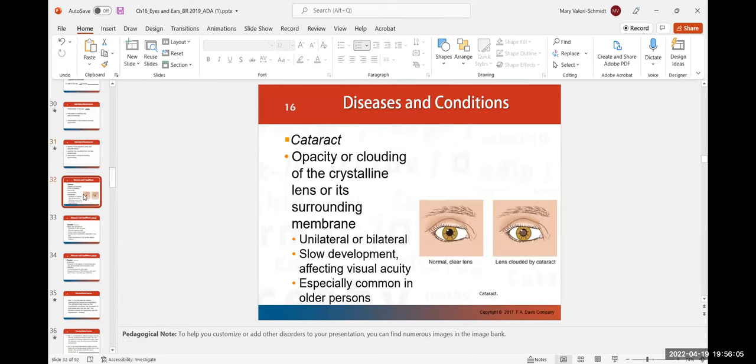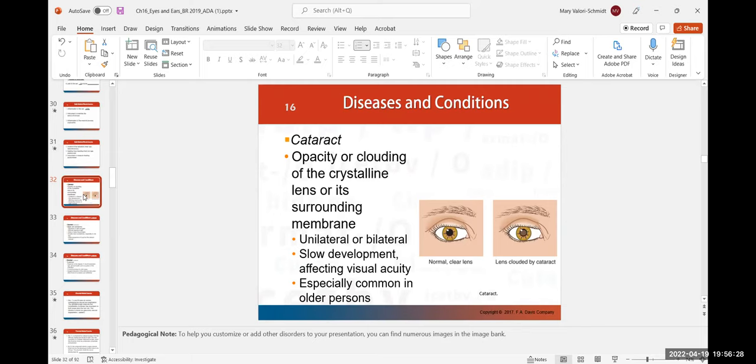And then diseases and conditions. Very briefly, cataracts. You can't miss cataracts. It's a clouding or opacity of the lens. Not harmful in any way. Sometimes people get them. They run in families. They develop very slowly. When they get to a point where the vision is so occluded and you would see that the eye would look milky, kind of.